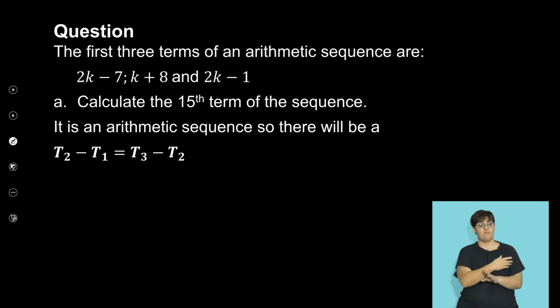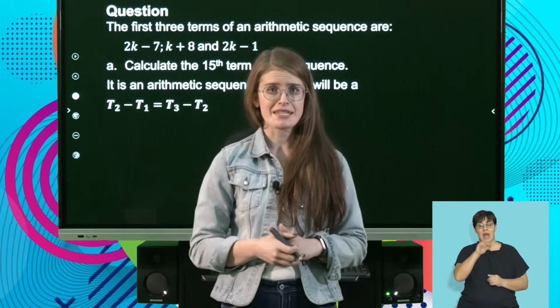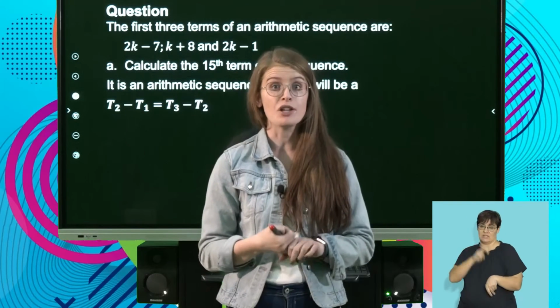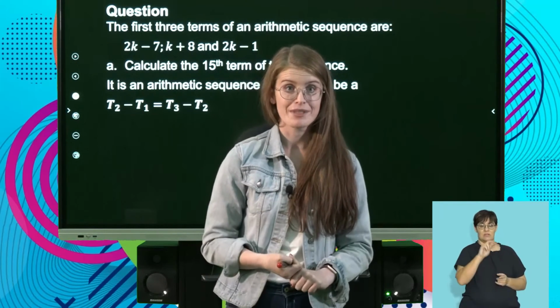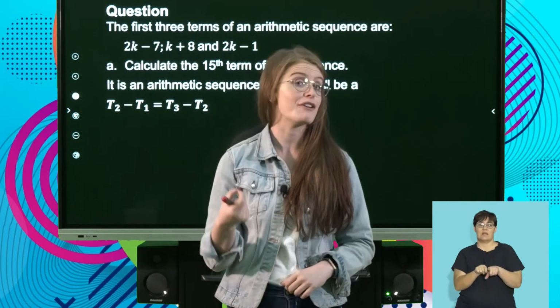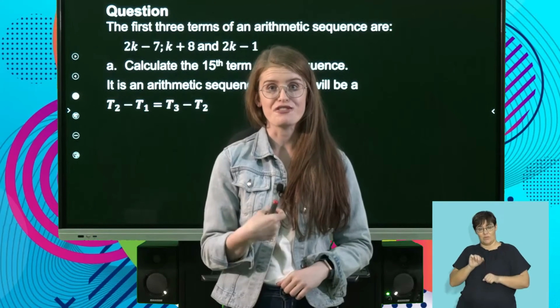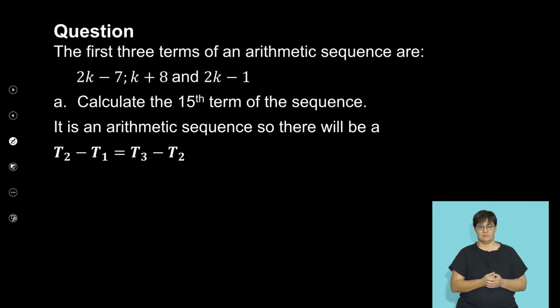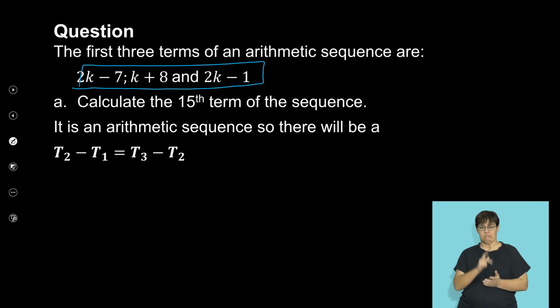Before I get into it, please remember that for an arithmetic sequence, I need to have my A value and my D value in order to find my nth term. If I have my nth term, then I can substitute in n is equal to 15 to find the value of the 15th term. Let's do the working out together. So the first three terms we know are given over here. But they are all in terms of k. So I actually don't know what the true values of A and D are.